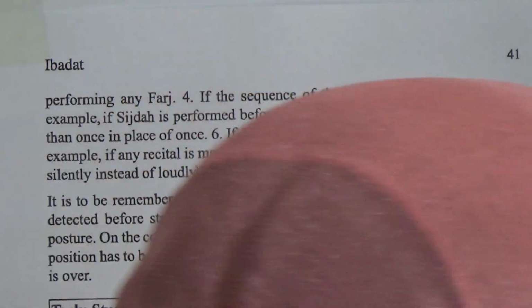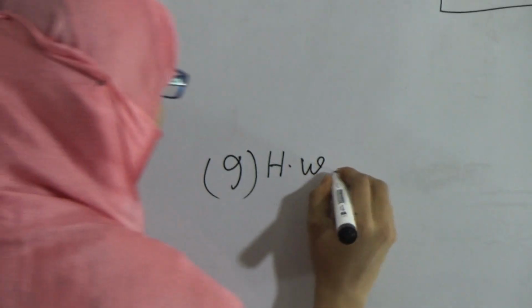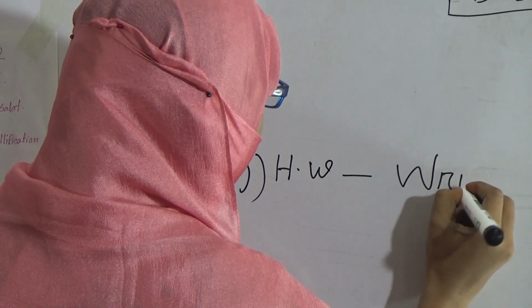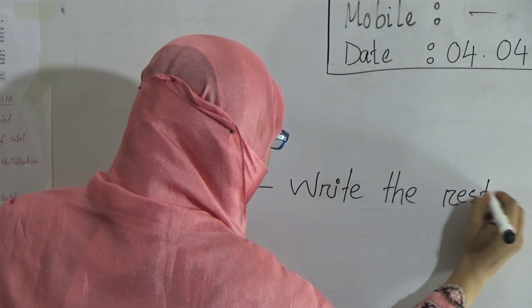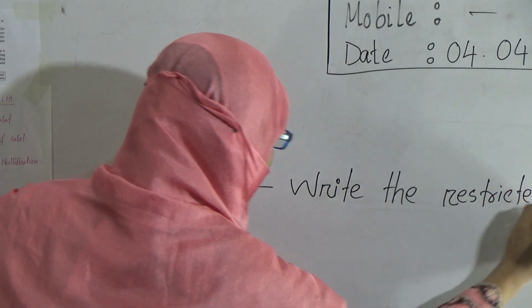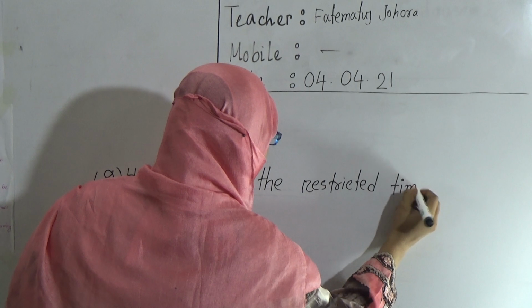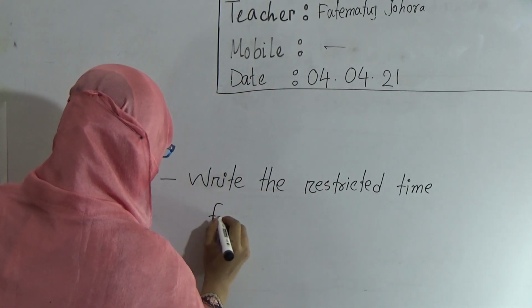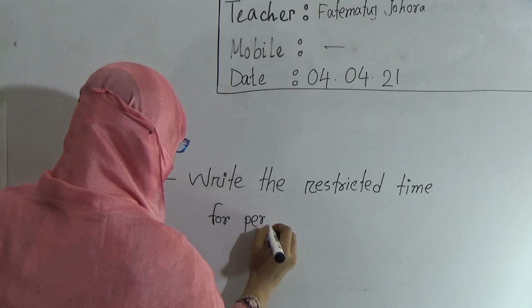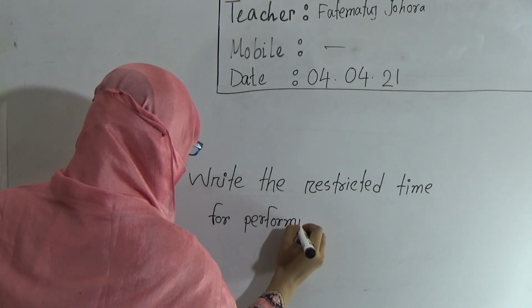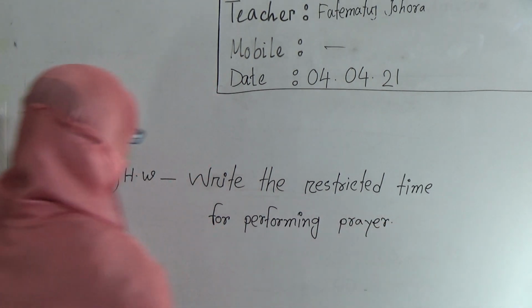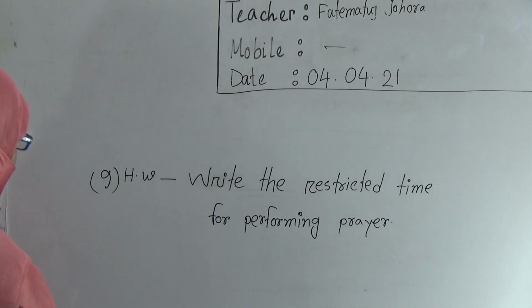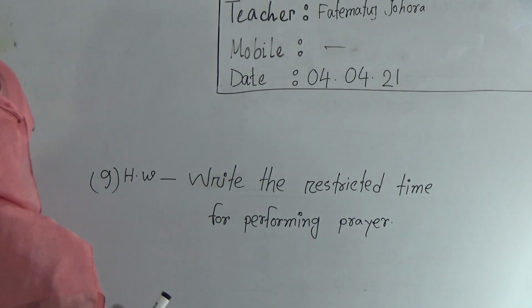Now it is the HW. I will talk about the HW now. It is HW number 9. You have to write the restricted times for performing prayer. These are your HW, class 6 students. You have to write how many restricted times there are. Already I have mentioned it.